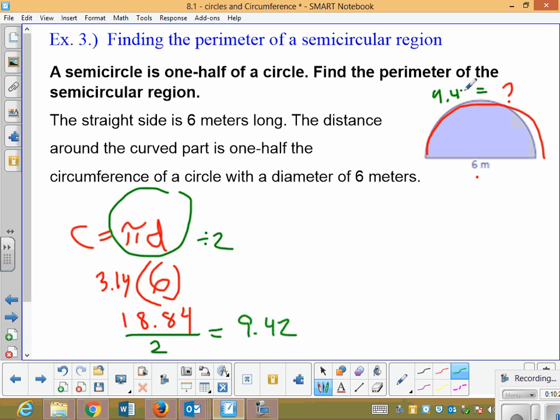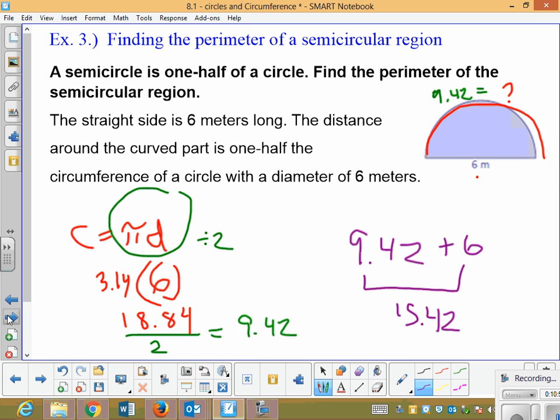Our question says, find the perimeter of the semicircle region. Well, since you know this is 9.42, we'll take 9.42. And since you know the diameter of this, because we want to find the perimeter, which is the distance around everything, we're going to add these two together. And once we add all this together, this will be the perimeter of the semicircle. So we'll add that together and you'll get 15.42. So the hardest part here is to understand that this is the circumference formula, but we divide it by 2 because it's half of the circle.